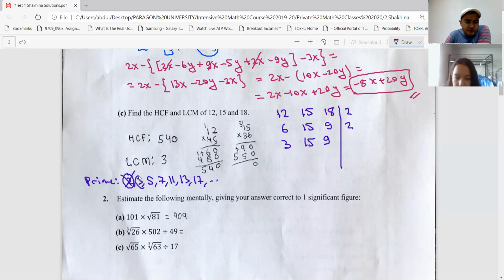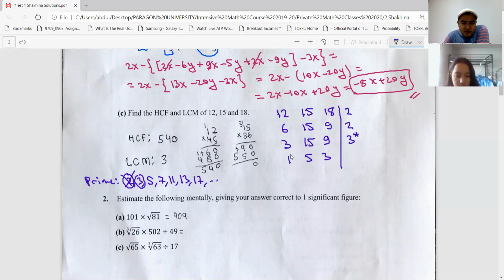Next prime number is 3. Is any of them divisible by 3? Yes. So, 3. If you divide by 3, 3 divided by 3 is 1. 15 divided by 3 is 5. 9 divided by 3 is 3. As you see here, all of these numbers are divisible by 3. So let me just put an asterisk here.